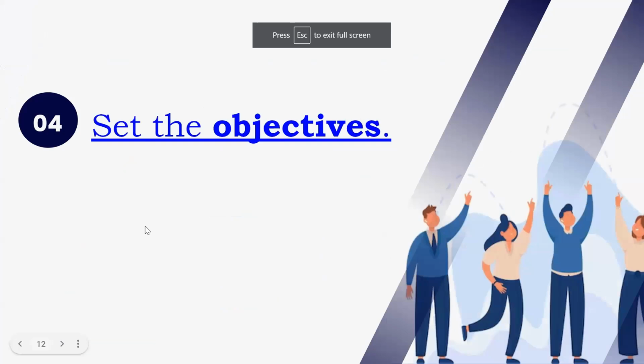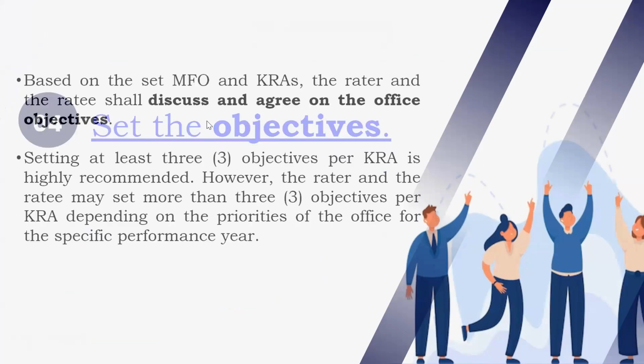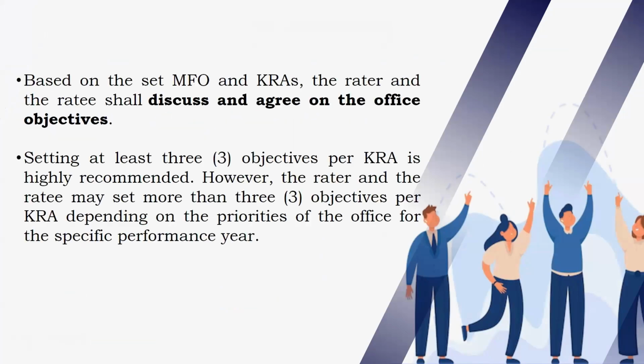Next step, set the objectives. Based on the set MFO and KRAs, the rater and the ratee shall discuss and agree on the office objectives or individual objectives. Setting at least 3 objectives per KRA is highly recommended. However, the rater and the ratee may set more than 3 objectives per KRA depending on the priorities of the office for the specific performance year.